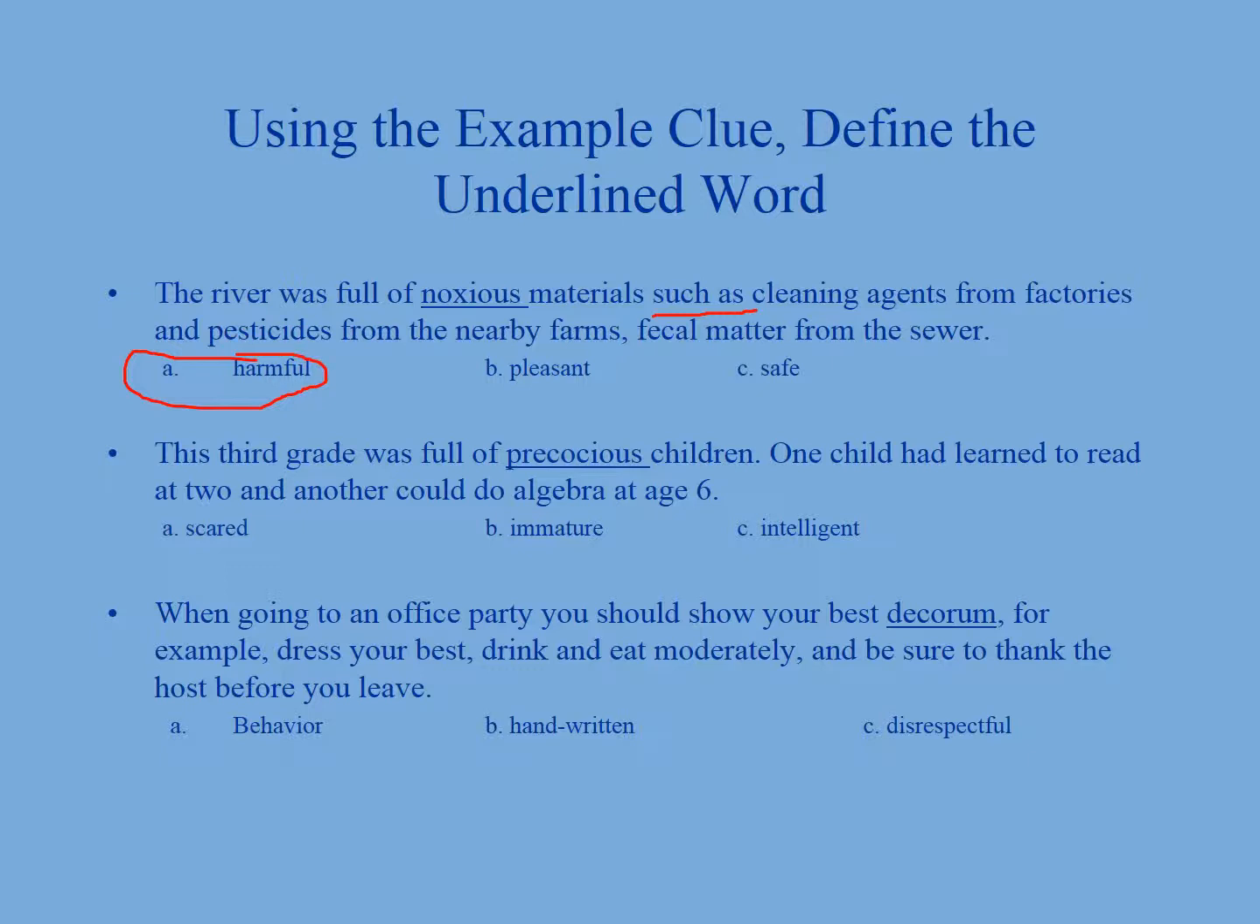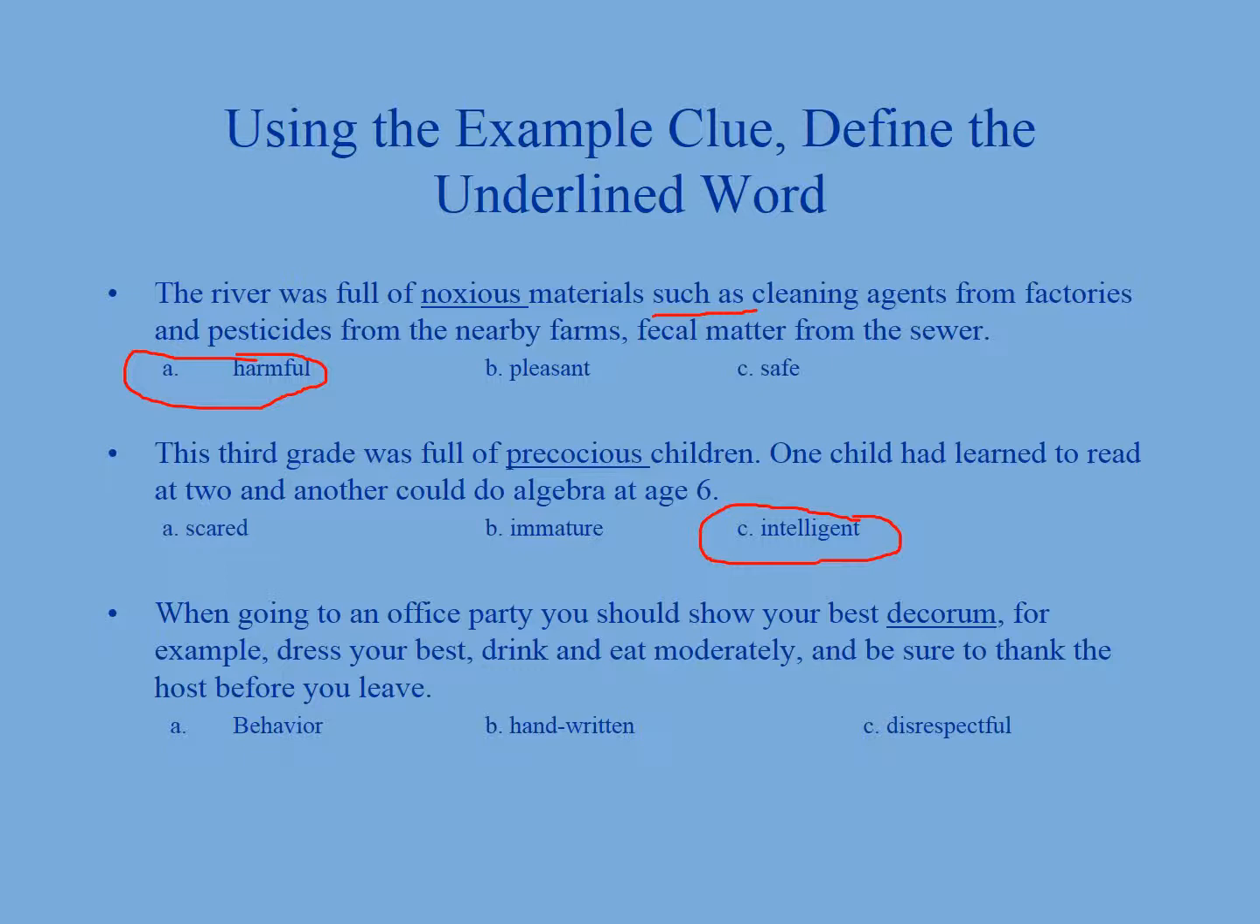This third grade class was full of precocious children. One child had learned to read at 2, another could do algebra at 6. So this particular sentence or these sentences gave examples of precocious children. One child could read at 2 and the other could do algebra at 6. So precocious means what? If you said intelligent, you are correct.